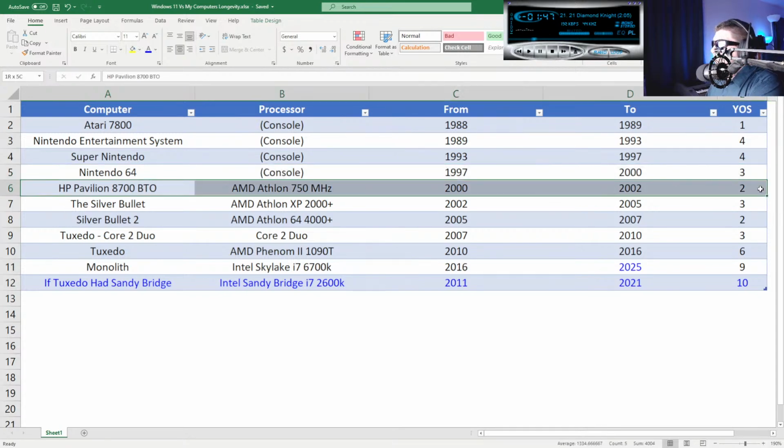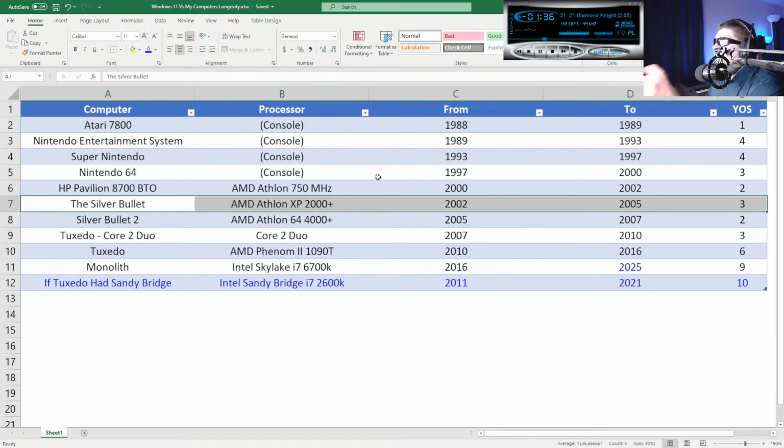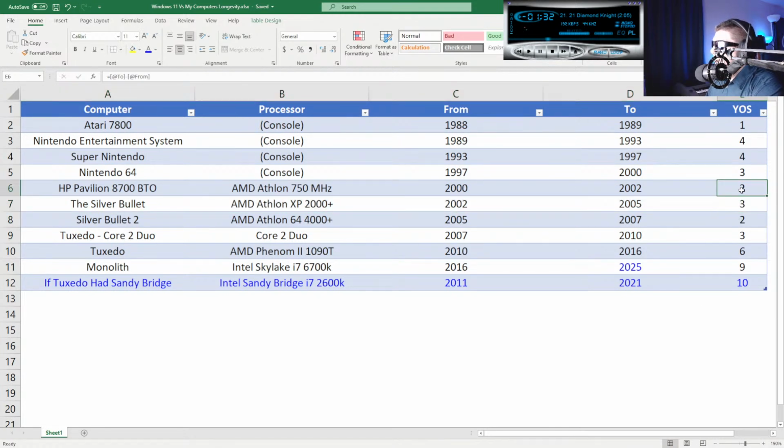The HP Pavilion died after 2 years of service, roughly. It was already running very badly by the time I got rid of it. Silver Bullet, 3 years, died of capacitor plague. Matter of fact, everything that abruptly did not last as long as it should have, I'll turn it red. So the Pavilion died of a flaky power supply, so I built my first system. Silver Bullet died of capacitor plague.